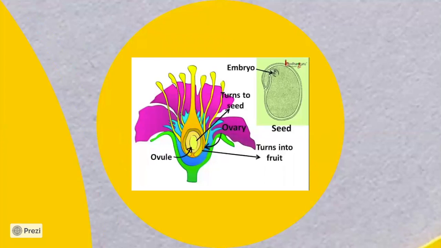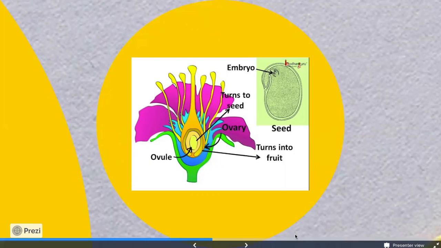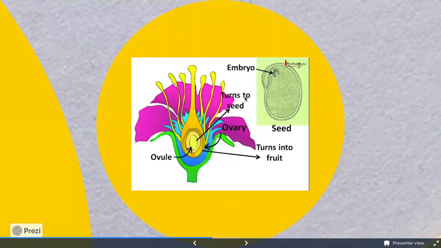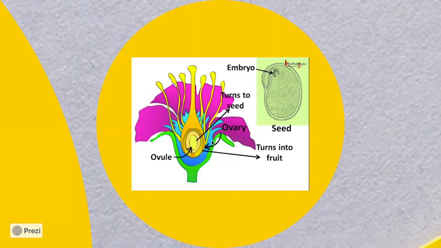So here's a different photo of this process. So, get my annotation again. Ovary turns to seed. Boom. Ovule turns into fruit. Embryo. Baby. The seed is the baby. And that's right here, within the ovary. Turns into a seed. Turns into a fruit. Super simple, but super beautiful.